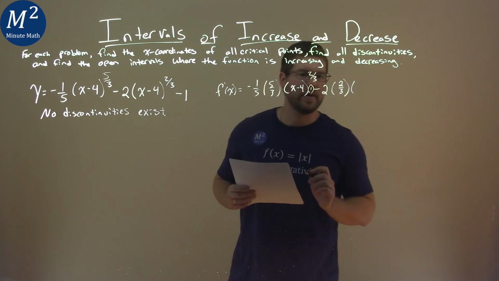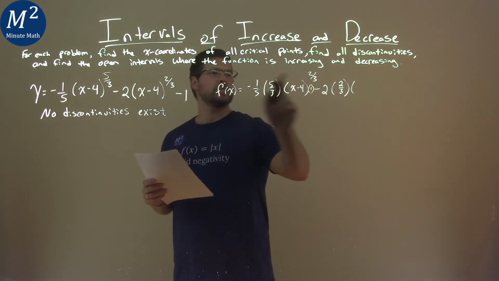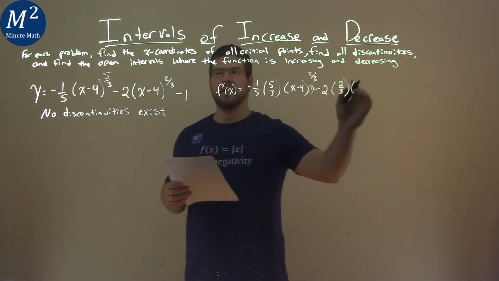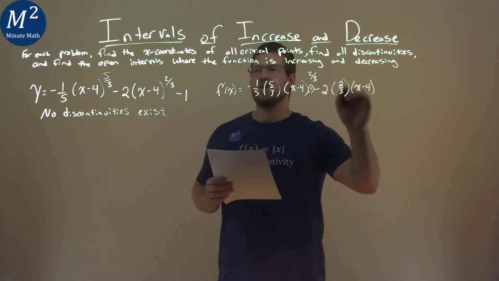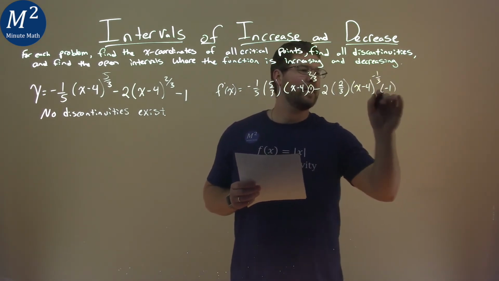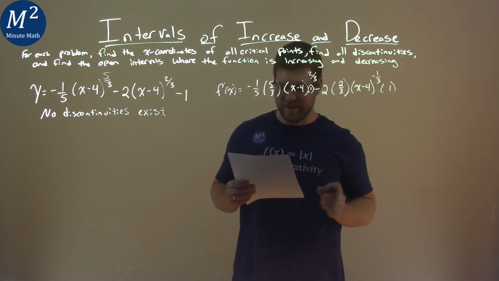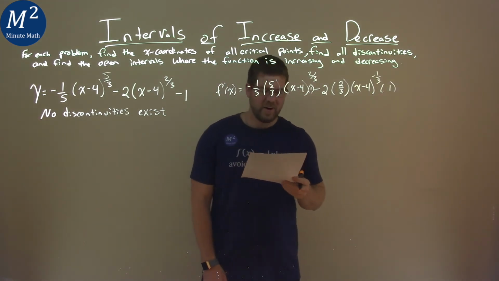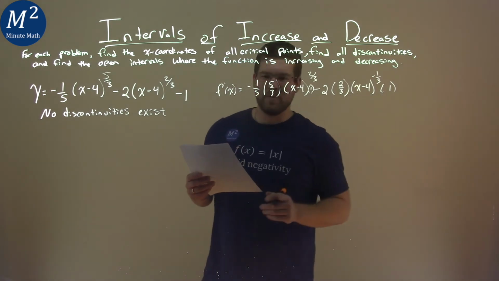I should put that there for you. So again, sorry, 2 here, and then 2/3 comes down, inside x minus 4, to the exponent 2/3 minus 1, which is negative 1/3, times the derivative of the inside, which is just a positive 1. Be careful with that. Alright, so the derivative of the inside is just a 1 there.